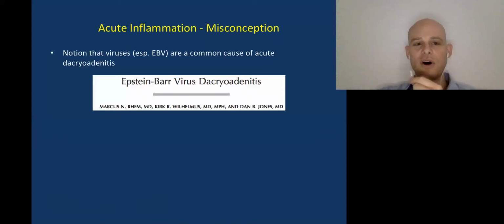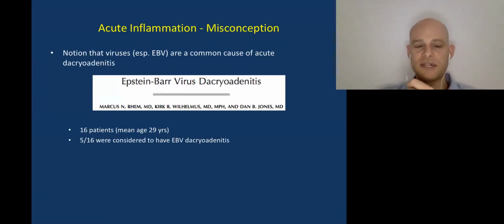And it all really stems from this publication, which is Epstein-Barr virus dacryoadenitis, and it was published in American Journal of Ophthalmology in the year 2000. Just wanted to highlight how the literature is sometimes something that needs to be read very, very carefully before coming to a conclusion. So in this series, there was 16 patients with a mean age of 29 years, and 5 of the 16 in the series were considered to have Epstein-Barr virus or mononucleosis dacryoadenitis.